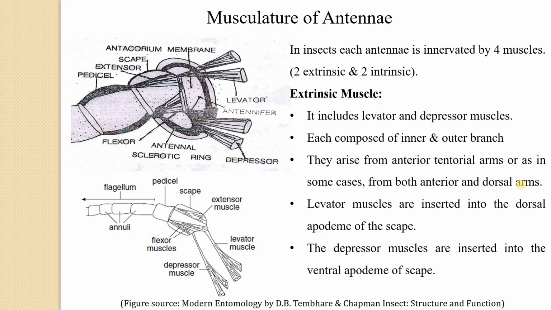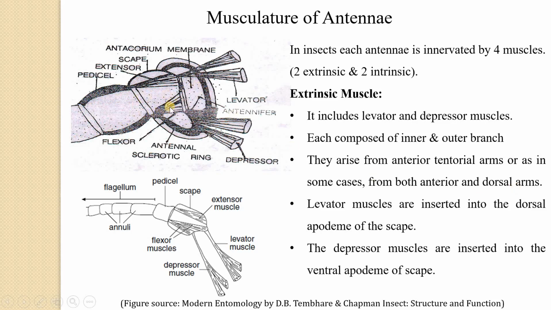This is just for providing a space of attachment to these two muscles, the levator muscles and depressor muscles. Dorsal arms, whenever present, reach up to the basal part. Suppose this is the basal part of the antennae; it may reach up to the basal part, and these depressor muscles and levator muscles are either attached to the anterior tentorial arm or directly to the dorsal arms of the anterior tentorial arm.